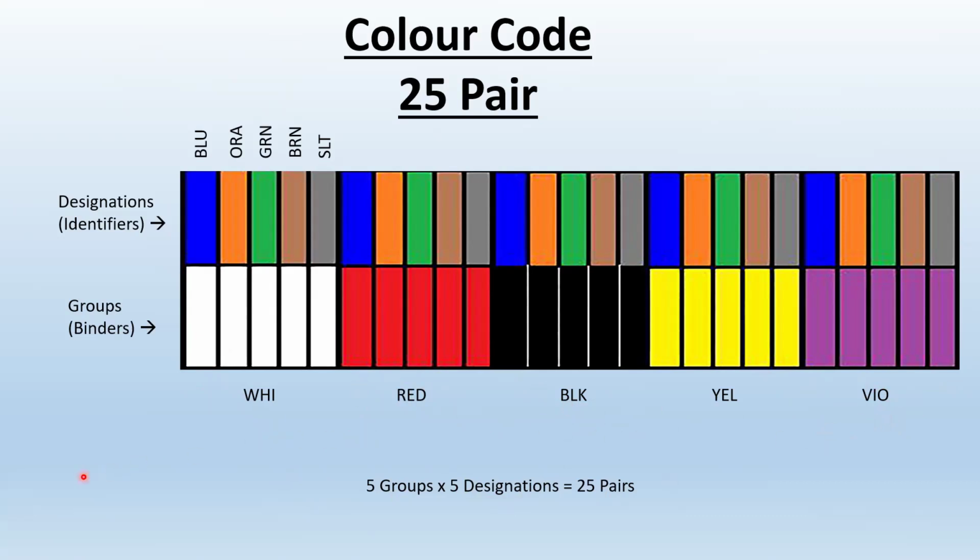So if you want to, for example, find pair 18, what will be the colors? Pair 18: 5, 10, 15, 16, 17, 18. Here's yellow and green. If you remember those groups and if you remember those designation colors, you can tell that without even looking at the picture.